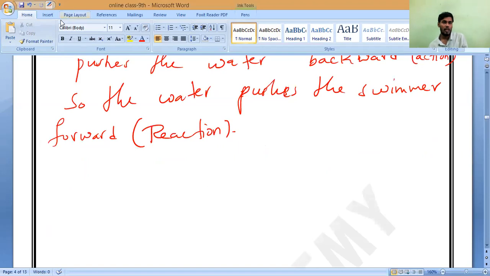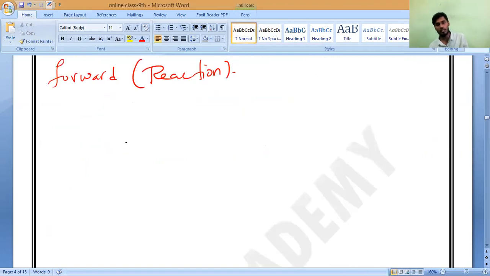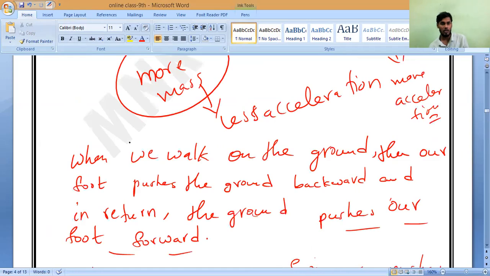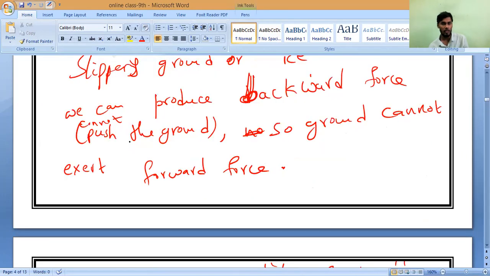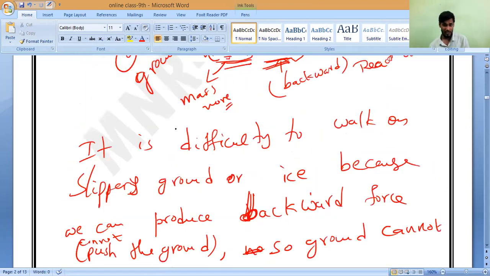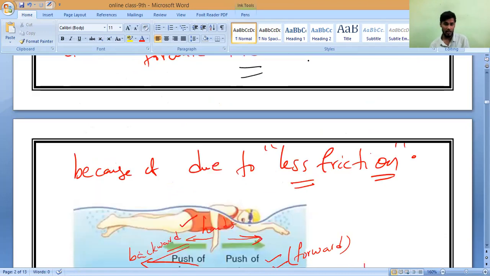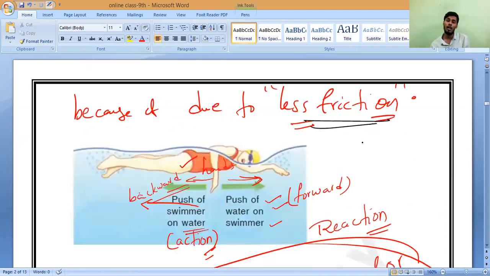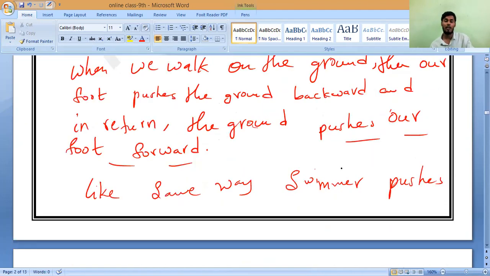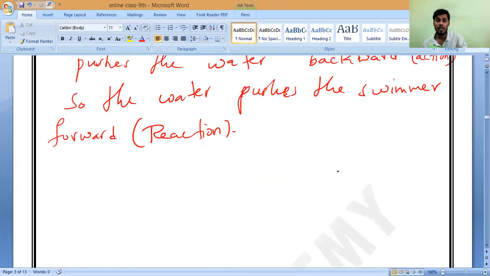Next. Why is it difficult to walk on slippery ground or ice? I have already taught you. Because they cannot exert the forward force due to what? Less friction. That is what you should remember. Due to less friction, they cannot produce the forward force, because with our legs we cannot produce the backward force. That is the reason it is very difficult to walk on ice or slippery ground.